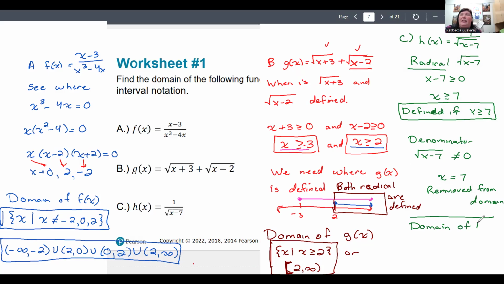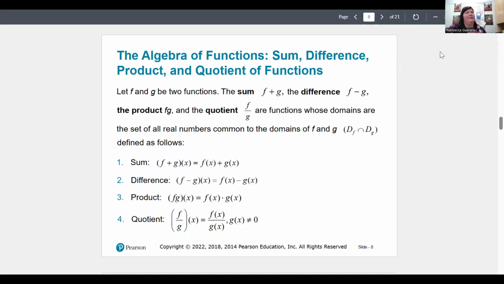The domain of h of x is going to be 7 to infinity. So basically we take x has to be greater than or equal to 7, but we say here x cannot be 7. We just remove it from my domain. So my domain has to be from 7 to infinity. Okay, the worst part of this is done, and the rest of this goes much smoother.